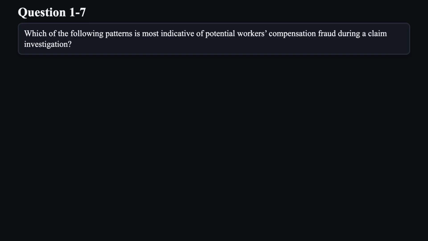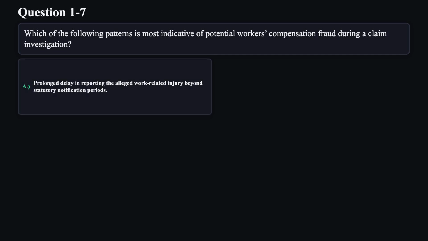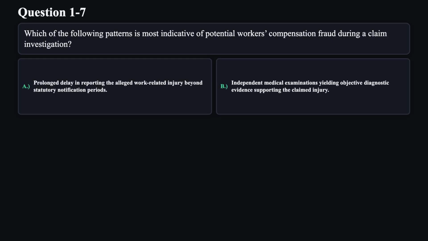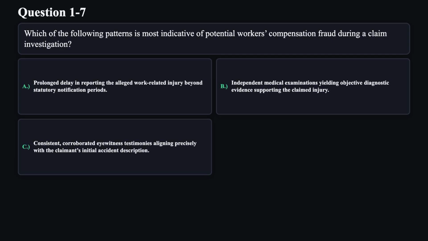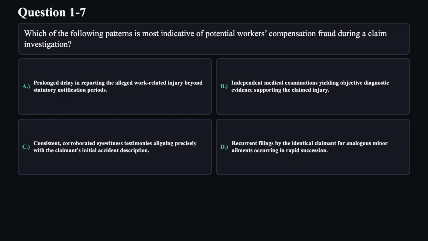Question 7. Which of the following patterns is most indicative of potential workers' compensation fraud during a claim investigation? A. Prolonged delay in reporting the alleged work-related injury beyond statutory notification periods. B. Independent medical examinations yielding objective diagnostic evidence supporting the claimed injury. C. Consistent, corroborated eyewitness testimonies aligning precisely with the claimant's initial accident description. D. Recurrent filings by the identical claimant for analogous minor ailments occurring in rapid succession.